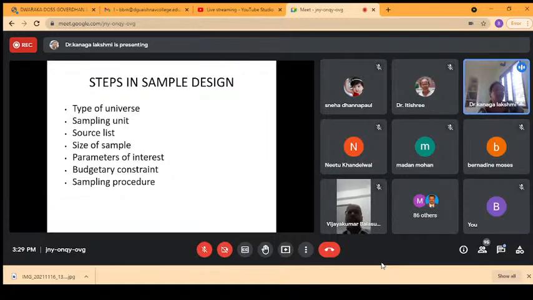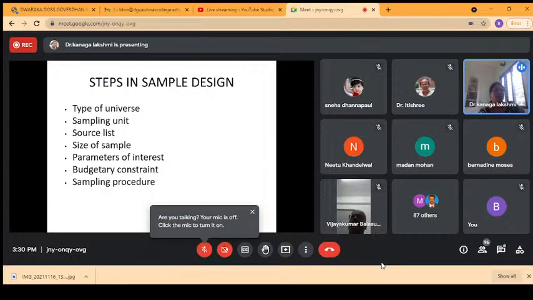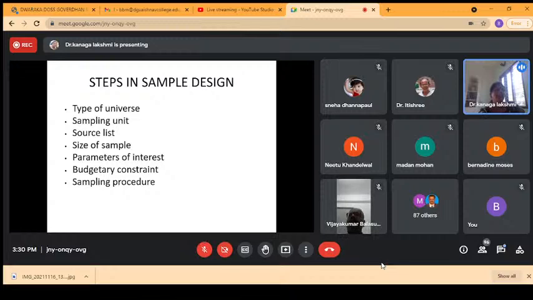And coming to the budget constraints. It is nothing but the cost constraints, cost consideration. Whether it is affordable to go for the particular sample, or whether you can have access to that particular area. The cost consideration for practical reasons has a major impact upon the decision on the particular sample. Next, sampling procedure. The researcher must decide the type of sample he will use.